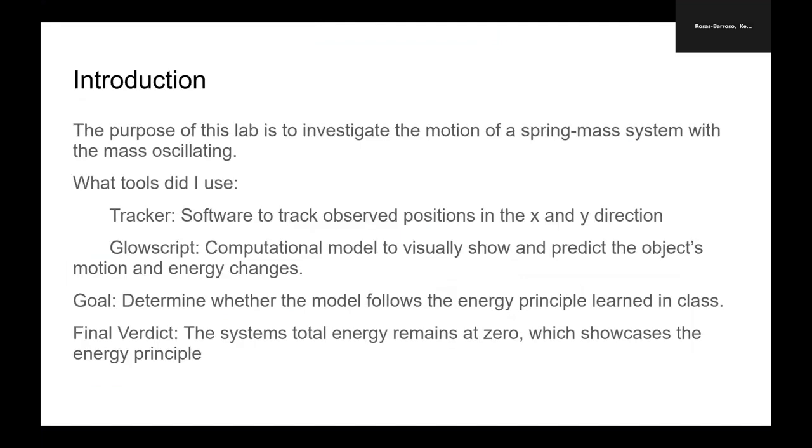So the main purpose of this lab was to analyze the motion of a spring mass system with a mass oscillating in an arc. How did I do this? I used Tracker to track the observed positions in both the x and y directions, and then I used GlowScript as the computational model, which would predict the ideal model for this lab. And I did this to determine whether the computational model would actually follow the energy principles that we learned in class. And the final verdict is that the system's total energy remains at zero, which showcases the energy principle.